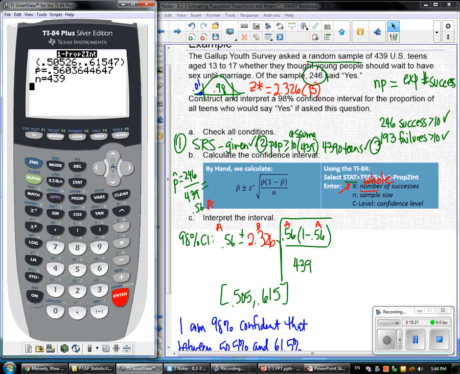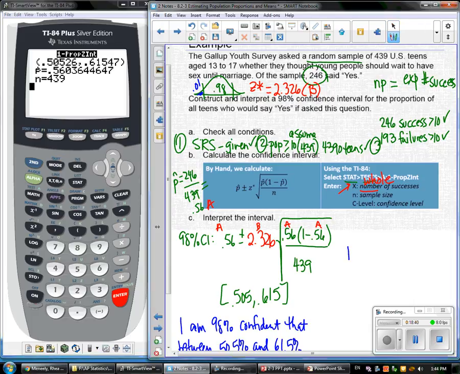It gives you your sample p hat value. It also tells you your sample size. What it does not tell you is the value of your margin of error. So if you wanted to compute your margin of error, that would be the distance between p hat and either one of the ends. You'd either need to subtract or you'd need to compute. So like if I wanted to find the margin of error, I would simply subtract my interval. So 0.615 minus 0.505, and then I would divide by 2.